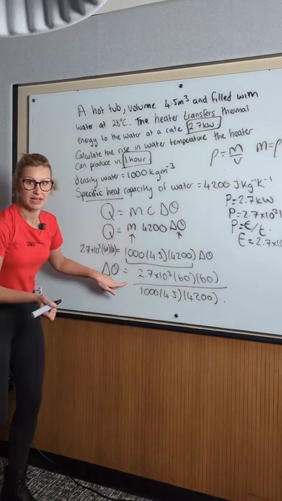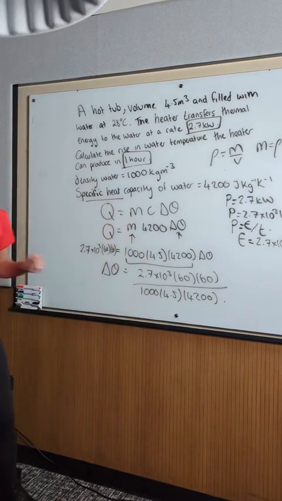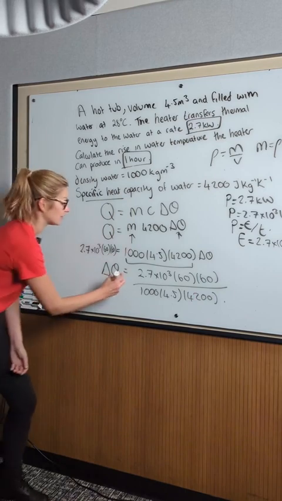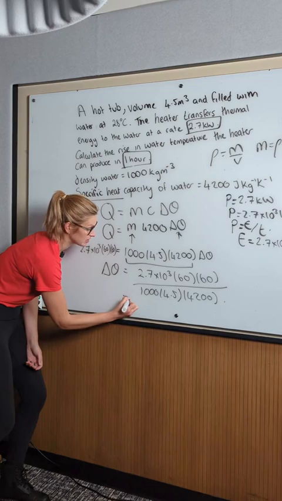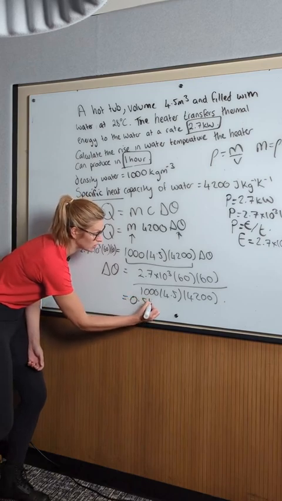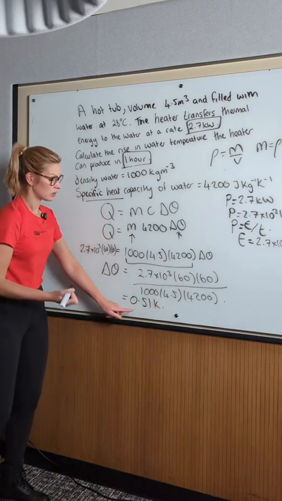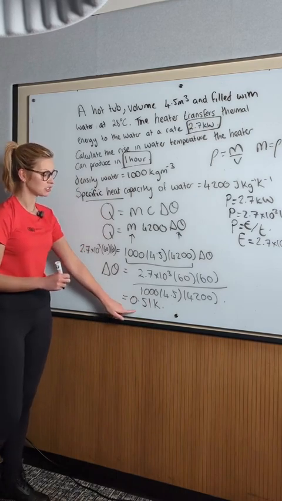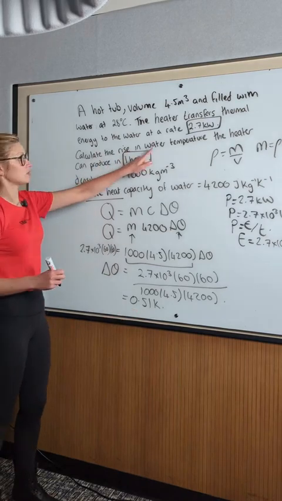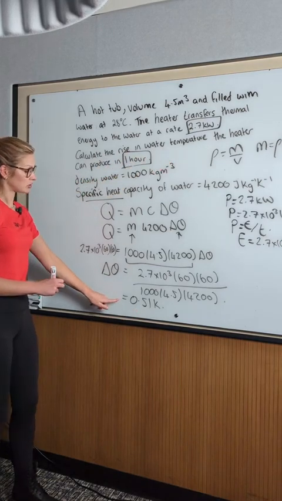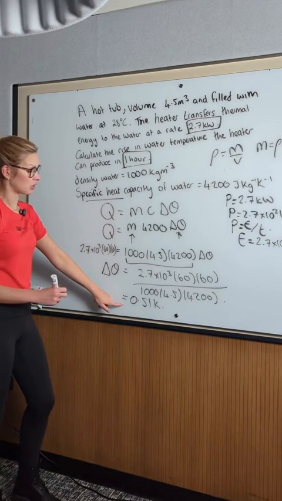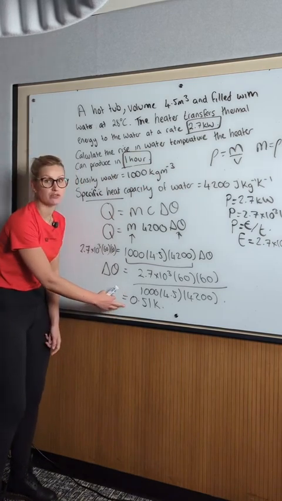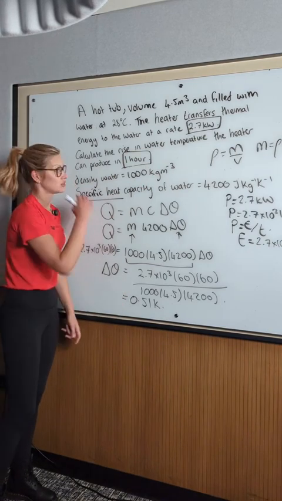And when I plug this math in my calculator, I get a final answer of 0.51 Kelvin. Okay, so I just want to make sure that this matches the question. So again, I find the change in temperature, and the question wants me to find the rise in water temperature. So I'm telling the examiner that the water in the hot tub increased by 0.51 Kelvin. So that's grand.